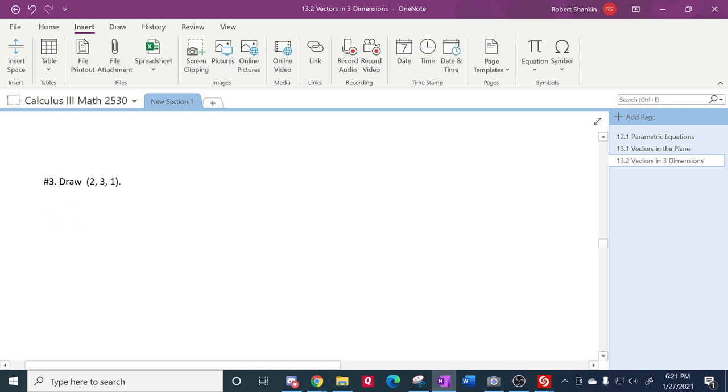And let me have you take your best stab at drawing the point 2, 3, 1 in 3 space. A single point, draw it in 3 space. I'm going to give you 30 seconds.